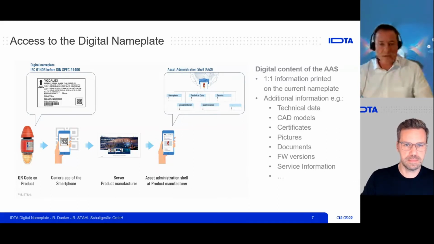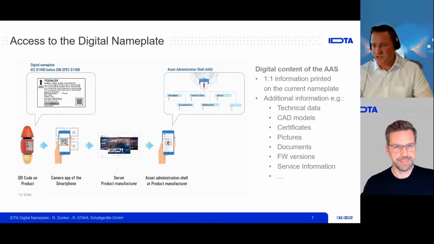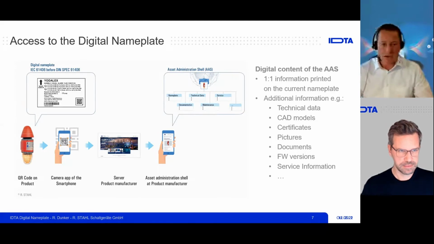So when we started our project, at first we thought, okay, it's a good idea to publish in a digital way the information which is already printed on an existing nameplate. But then we figured out that's not the whole story. If you want to be successful out there, and if customers are asking for information content, they are not asking about the content of a printed nameplate. They were always looking for technical data, for CAD models, for certificates, pictures, documents, firmware versions, service information, spare part lists, and so on. So much more than just providing the printed information in a digital way.